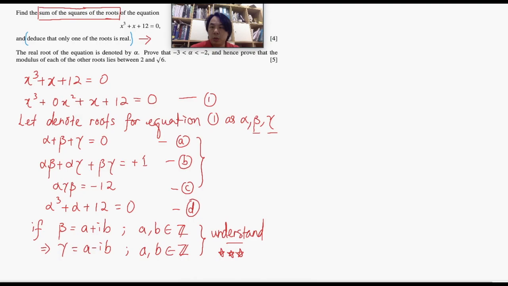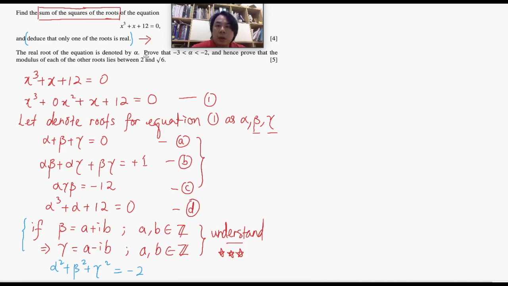But I do need to make a remark here. I will copy down what we have: the sum of squares, which is alpha square plus beta square plus gamma square, is actually equal to -2. That is our finding from the first section. We might need that in a while. And then we will be using this general form to denote beta and gamma.